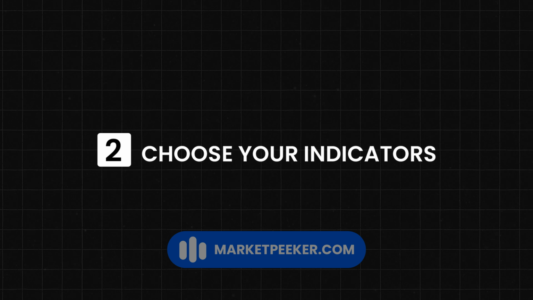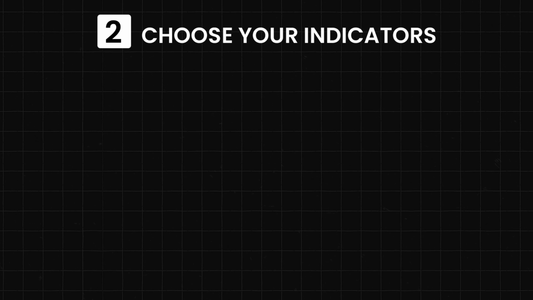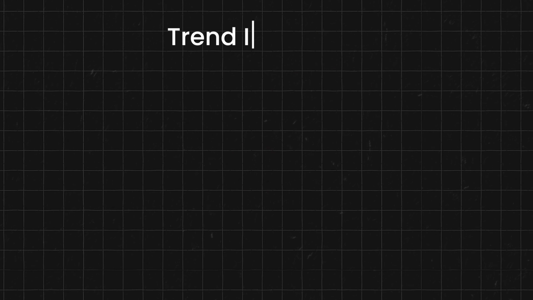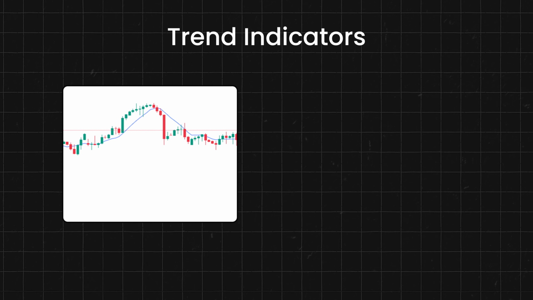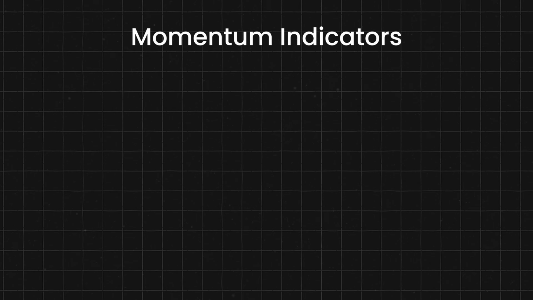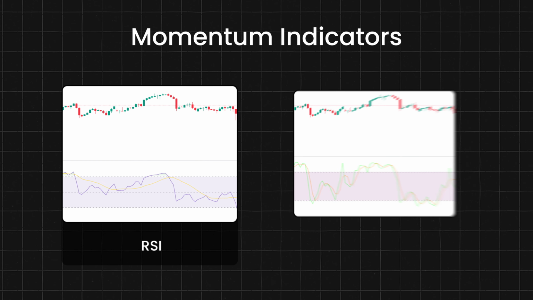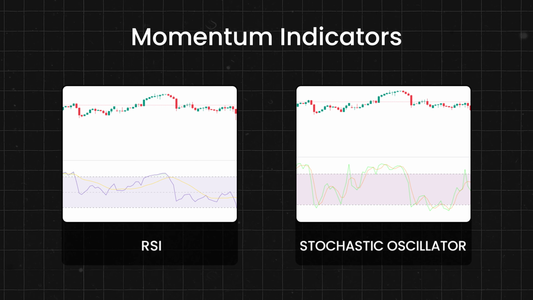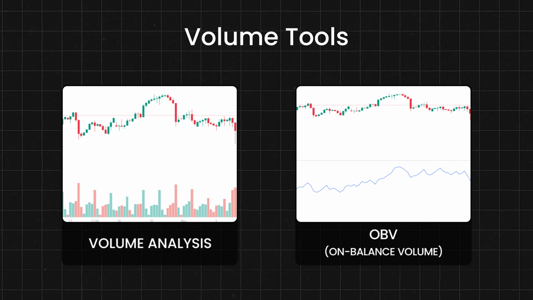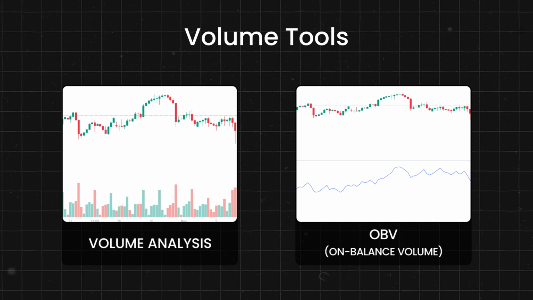2. Choose your indicators. Combine a few key indicators for confirmation. Trend indicators: moving averages or Ichimoku cloud. Momentum indicators: RSI or stochastic oscillator. Volume tools: volume analysis or OBV, on-balance volume.